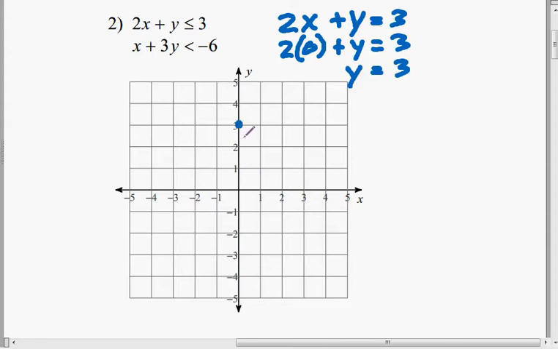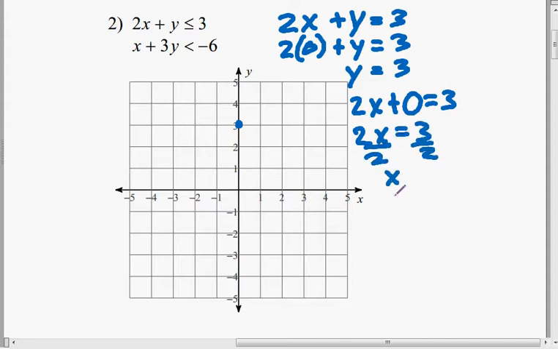So I have gotten my y-intercept. I'm going to try another point, though. I need 2 points to make the line. I'm going to say 2x plus 0 equals 3. So I'm making y 0. 2x equals 3. Divide both sides by 2. X equals 3 halves.